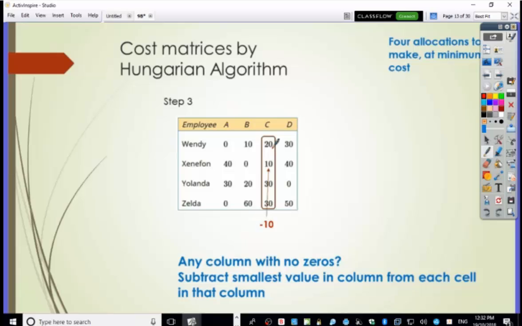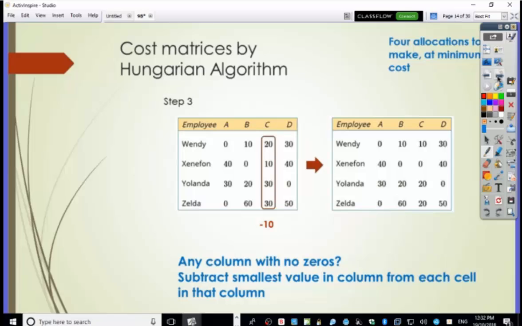If there is a column without a zero, look at the smallest value, which is 10, and take it away from each of those numbers. So this is going to be 10, 20, and 20. All right, so that's your next step. Now, I know you don't have to remember these steps. I'm just telling you you're going to have to go through them. There you are. 0, 10, 0, 20, 20 in there, okay? So that's the next step.